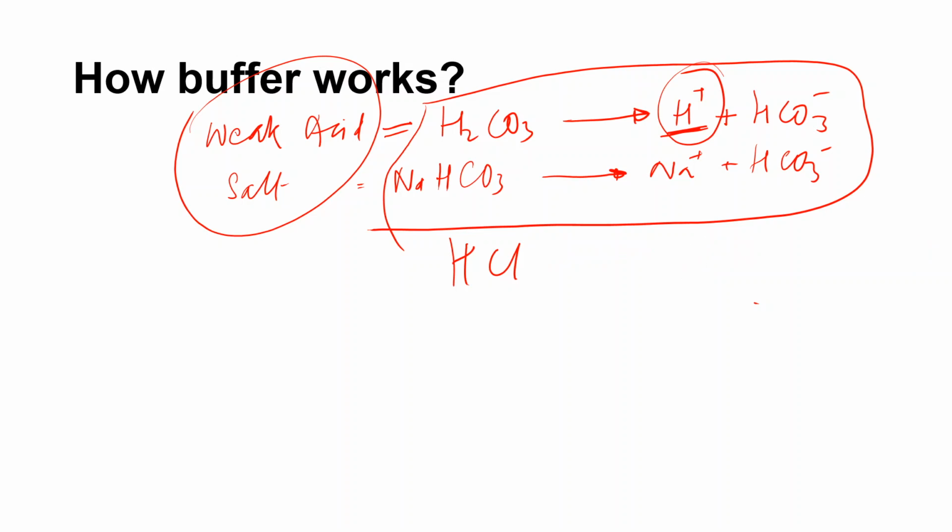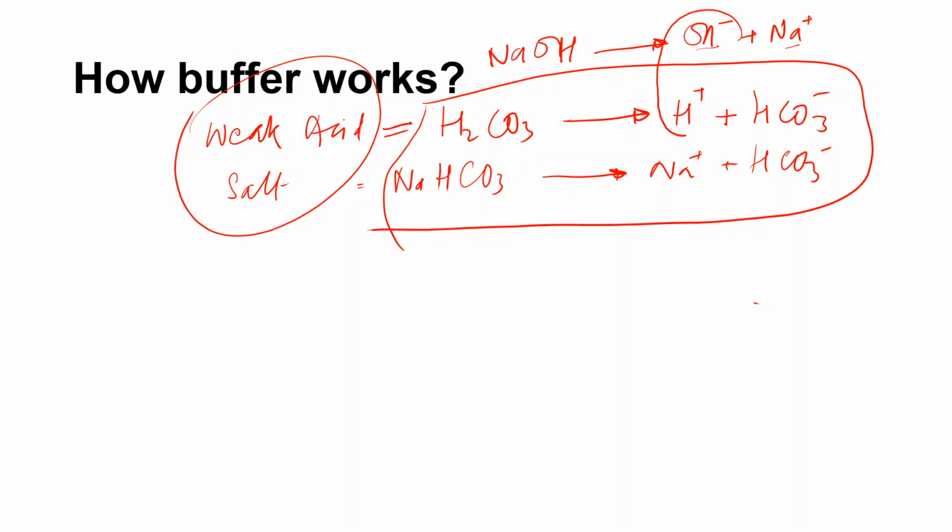Now, as we discussed the acid, let's discuss the base. What will happen if we add a base here? Let's suppose we add sodium hydroxide. It is a strong base. When we add it, it will be completely dissociated into hydroxyl ion and sodium ion. This hydroxyl ion will bond with the hydrogen ion and make water.